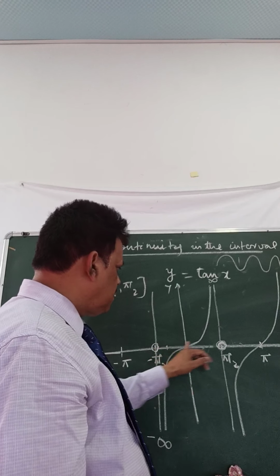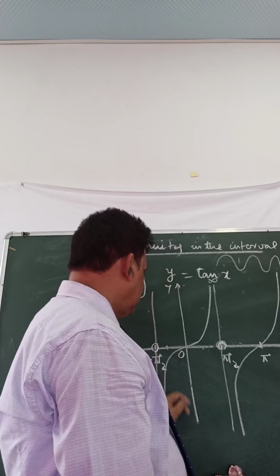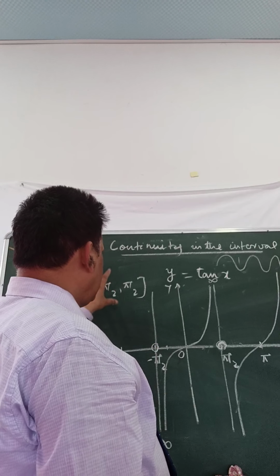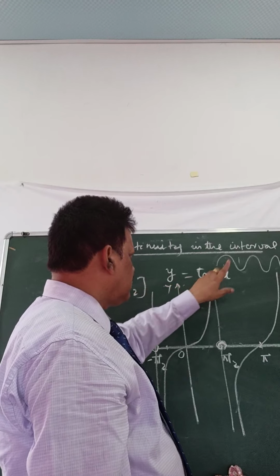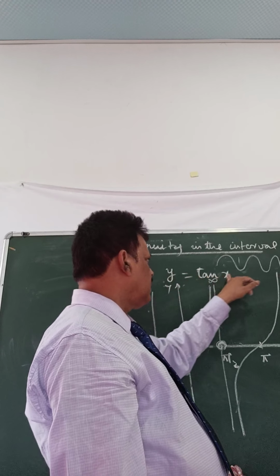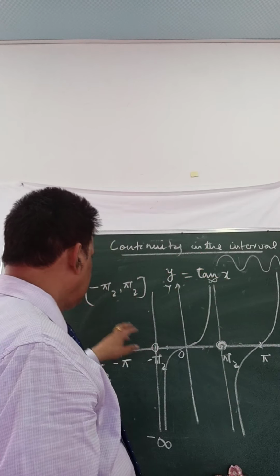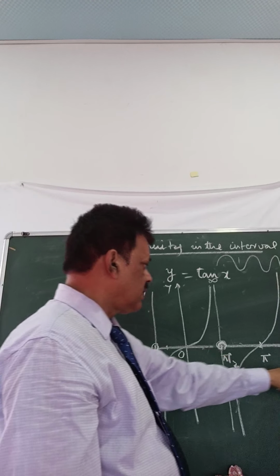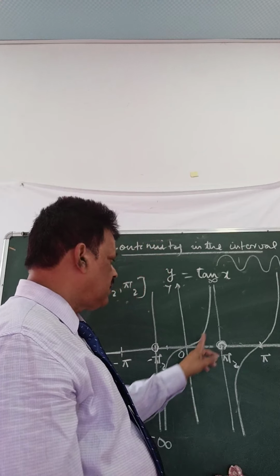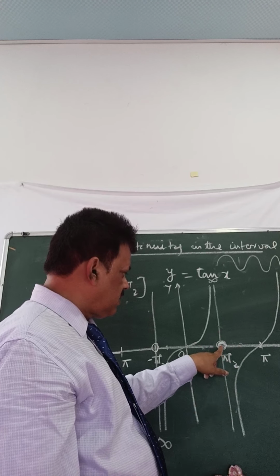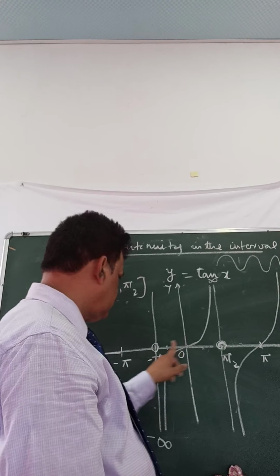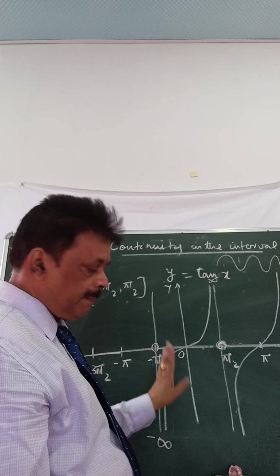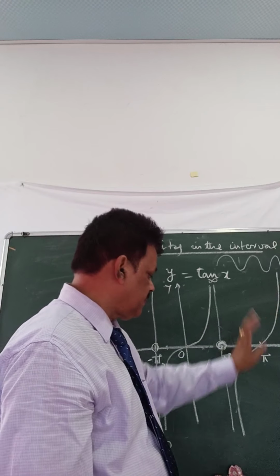Means at these points, these graphs are discontinuous. So in a particular interval, the graph is continuous. If you are asked whether tan x is continuous or not, you can say tan x is continuous within some intervals, not at all the points. Which are the points of discontinuity? Now pi by 2, 3 pi by 2, minus pi by 2, because at these points the graph is going up to infinity, means not joining each other.